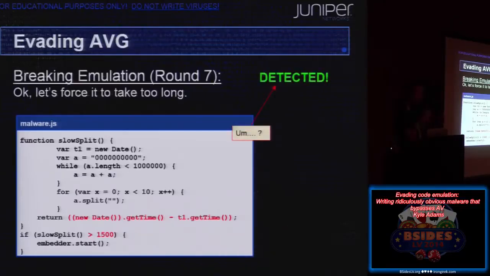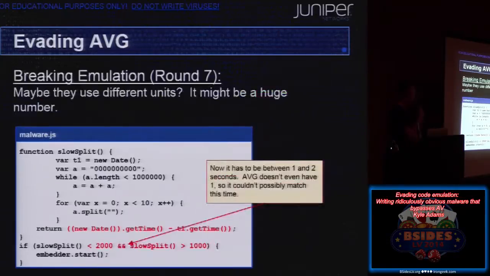It should be well above 1500. But AVG still detected me, and I'm really confused as to what's going on here, because I know AVG did not spend 1800 milliseconds in slowSplit. If they had a great implementation of the splitting operation, they would still need a little bit of time. It wouldn't be 1500 milliseconds, and therefore we wouldn't get into embedder.start. So I'm very puzzled as to how AVG got around this. But maybe they're using microseconds or something weird like that.